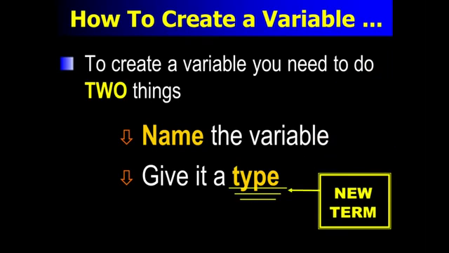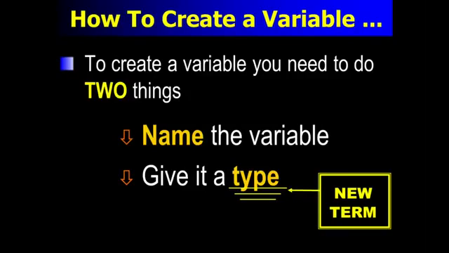One, you need to give it a name. We had to do that in math and science as well. But here's where it gets different. In computer science, we also have to give it a type. Because in math and science, when you make a variable, what's going to go in there? Numbers, right? But in computer science, life goes beyond numbers.